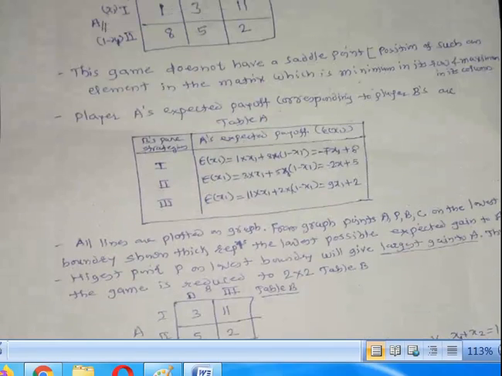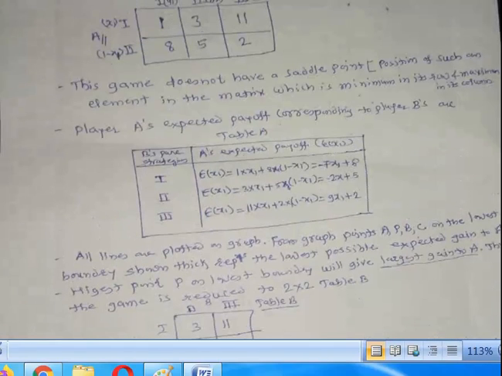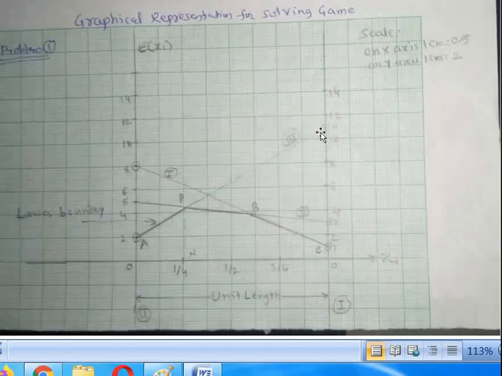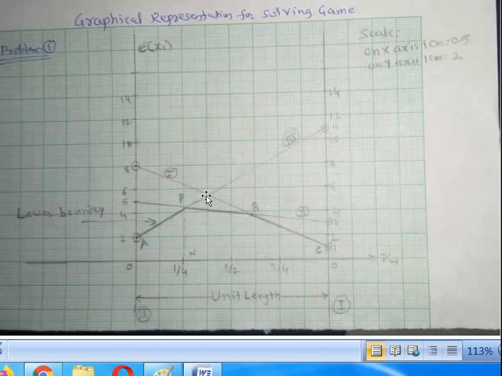Similarly, the third line is 11 on the first strategy and 2 on the second strategy. Draw this and join these 2 points. So you get all three lines represented on the graph paper.